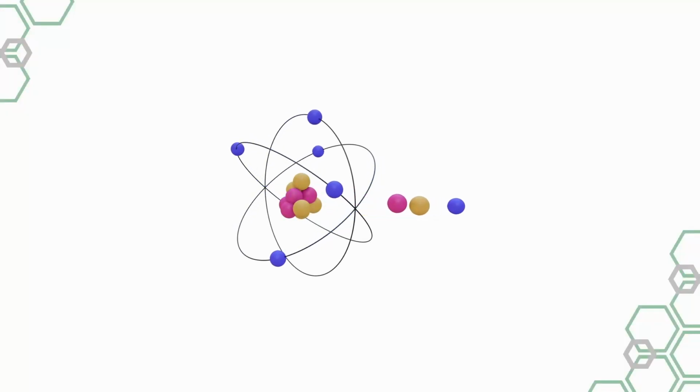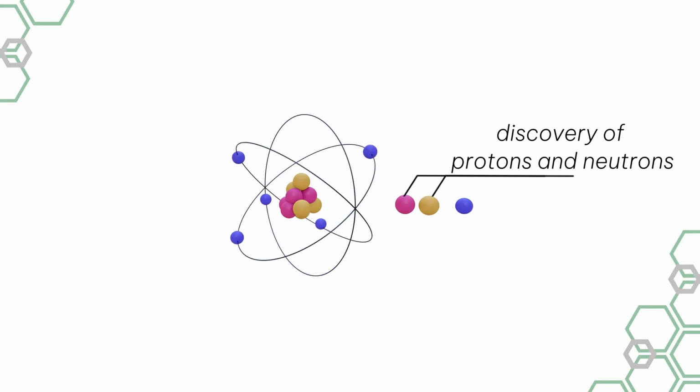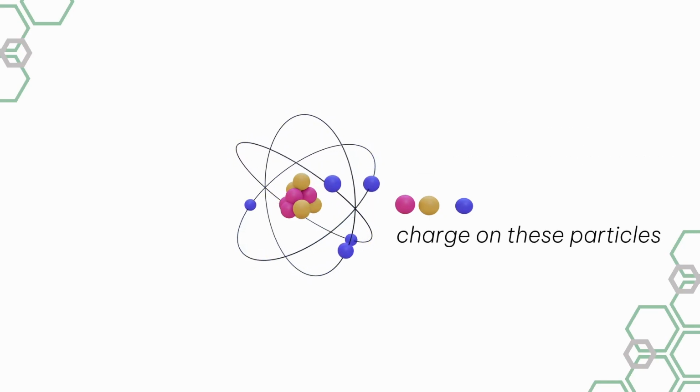In the previous video we had seen how electrons were discovered. In this video we are going to continue the same and see how other subatomic particles like proton and neutron were discovered. And what is the charge on these particles.